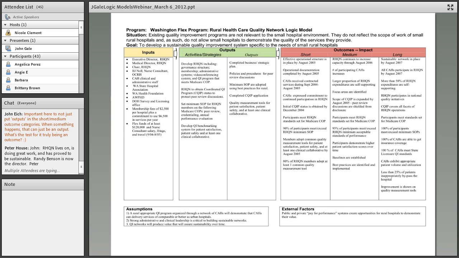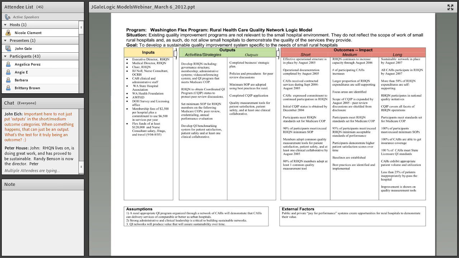And I won't go through and read all of these logic model outcomes, but suffice it to say that these outcomes were really about moving their goals. So under the short term, they wanted an effective operational structure in place by August of 2005. They were able to do that. They wanted operational documentation completed. They did that. They were receiving contracted services, all of those things. So somewhat leaning more towards the outcome rather than output.